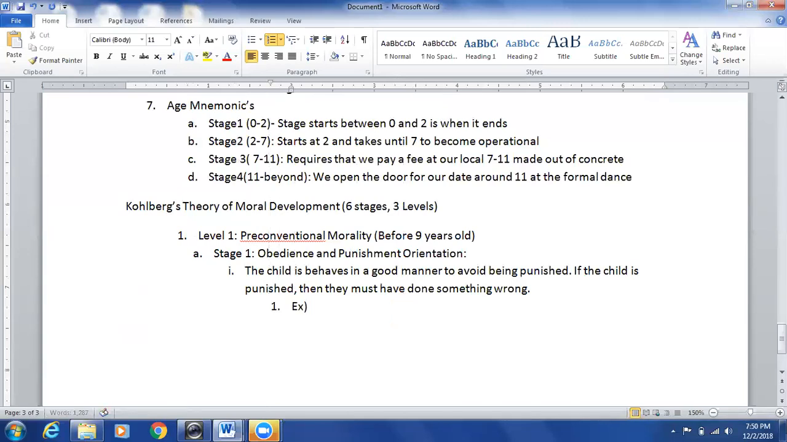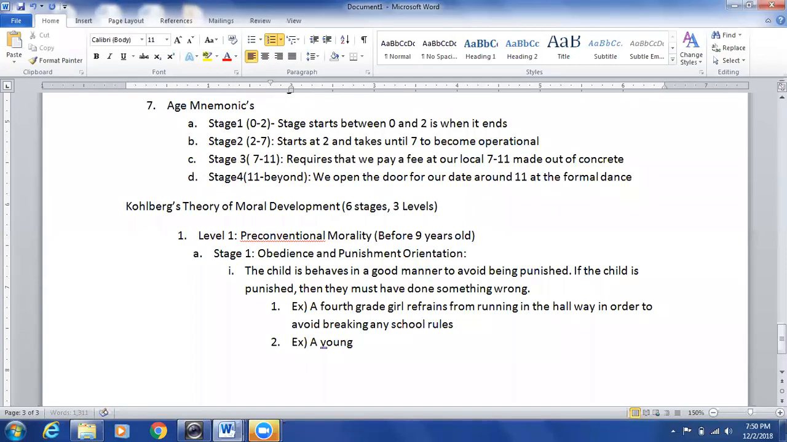So an example here would be a 4th grade girl who refrains from running in the hallway in order to avoid breaking any school rules. So she knows it's bad, so she just refrains from doing it because she does not want to be deemed in a bad light.